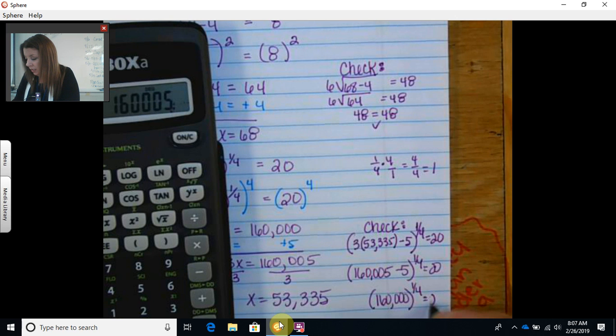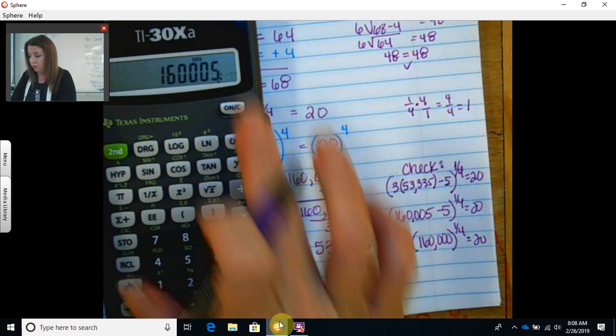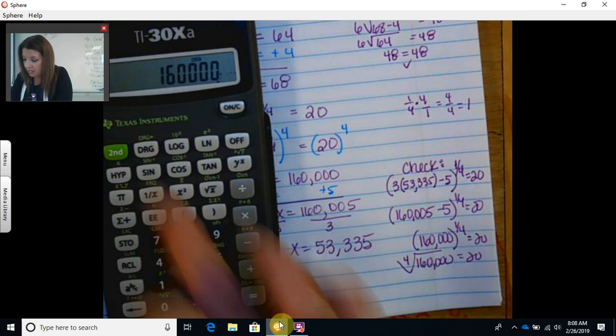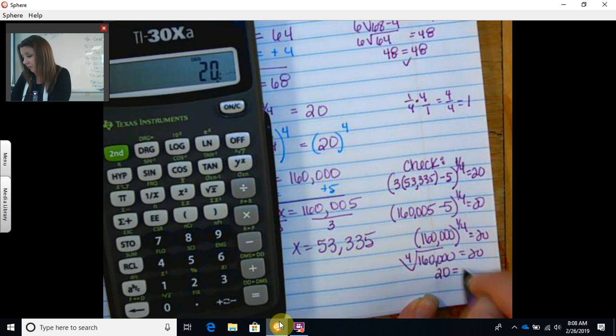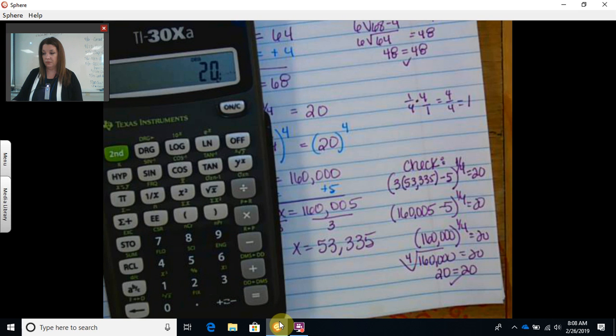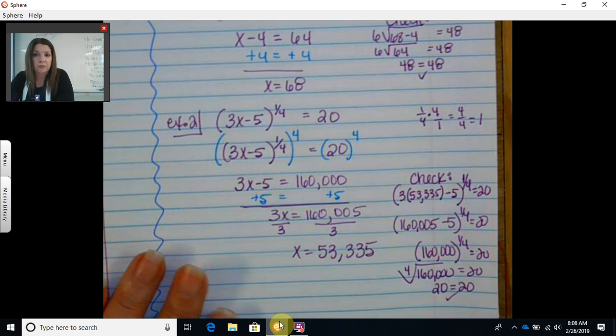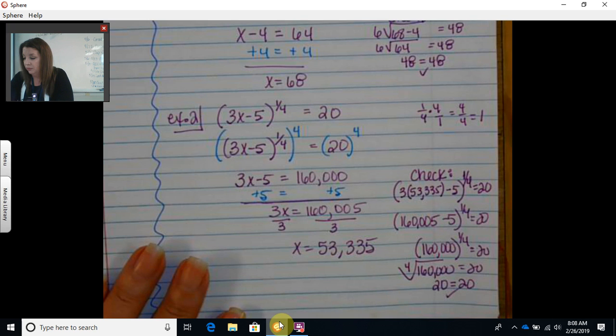Now 160,000 raised to the 1/4 is the same as the what in radical form? The 4th root, right? So I can do that in my calculator. I would do 160,000 to the 1/4 power, and I get 20. Does 20 equal 20? Yes. Anybody have a question on that?